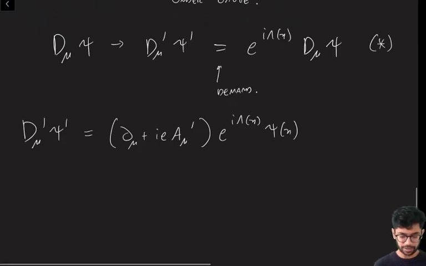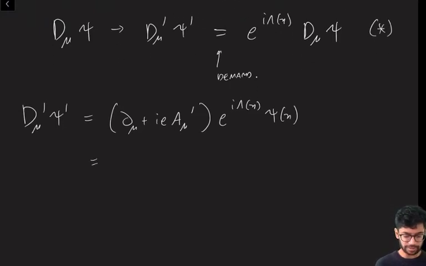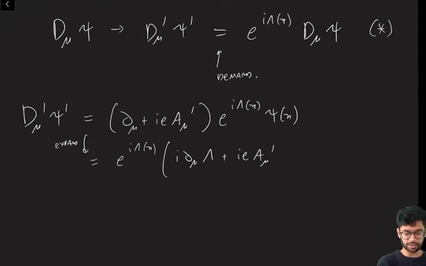Okay. So let me now just expand this out. And what I find is that this becomes e to the i lambda of x. Now the derivative acting on the lambda brings down a factor of i partial mu lambda. There is, of course, the i e A mu prime. And finally, there's the partial mu acting on the psi of x itself.